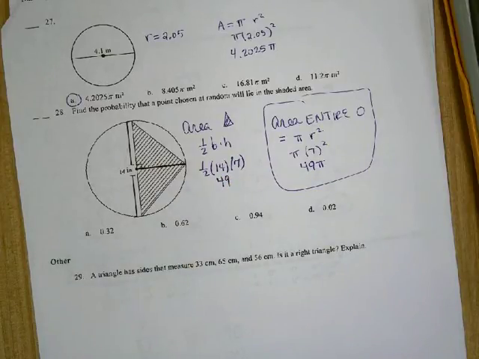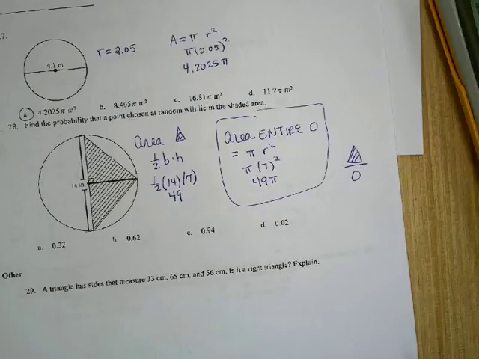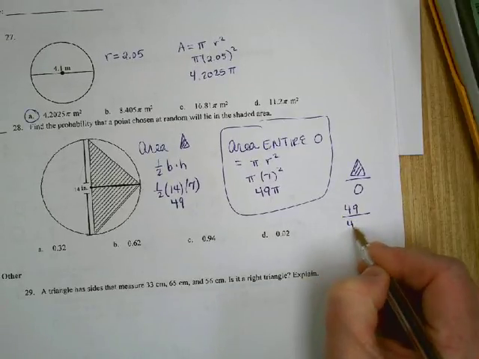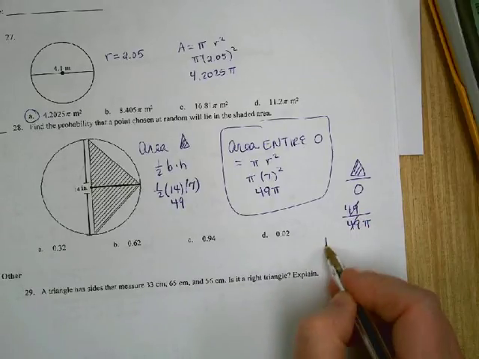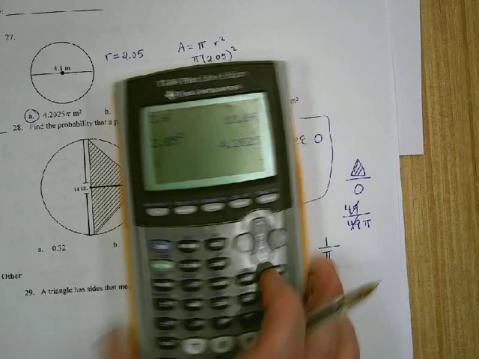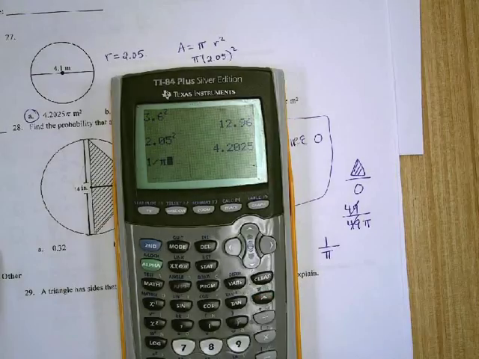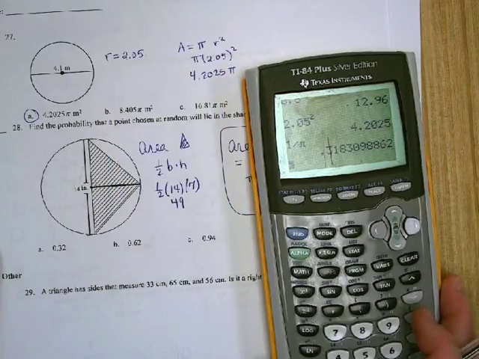Would you do the area of the triangle over the area of the circle? Just like that, which is 49 over 49 pi. Of course, the 49 simplifies, so you get 1 over pi. So go to your calculator. 1 divided by pi. Does that come up to be about 0.32? Does it round to that? Yes.